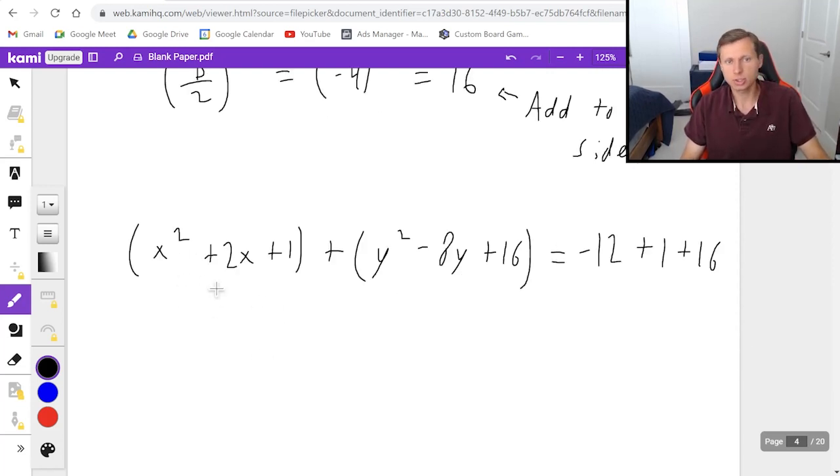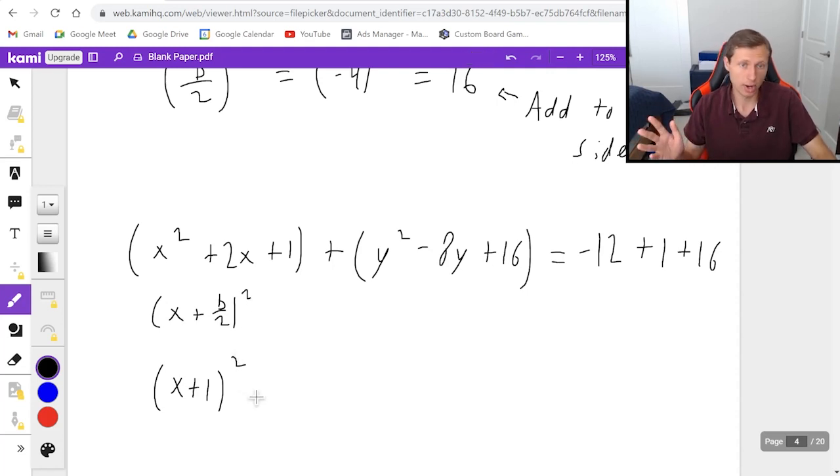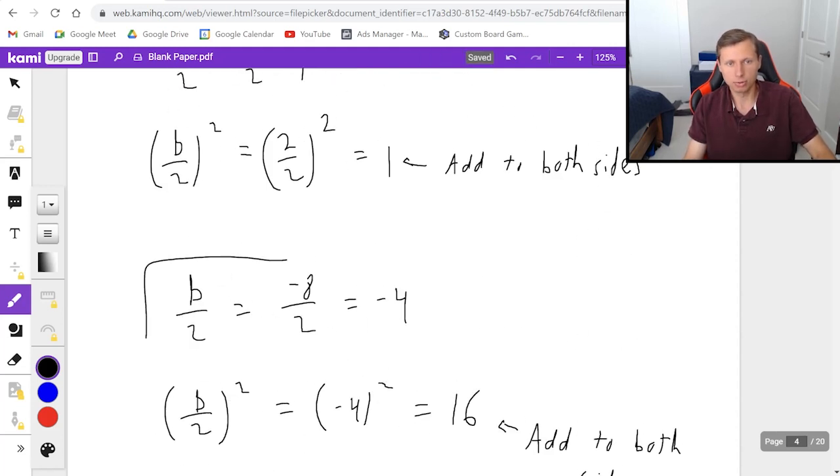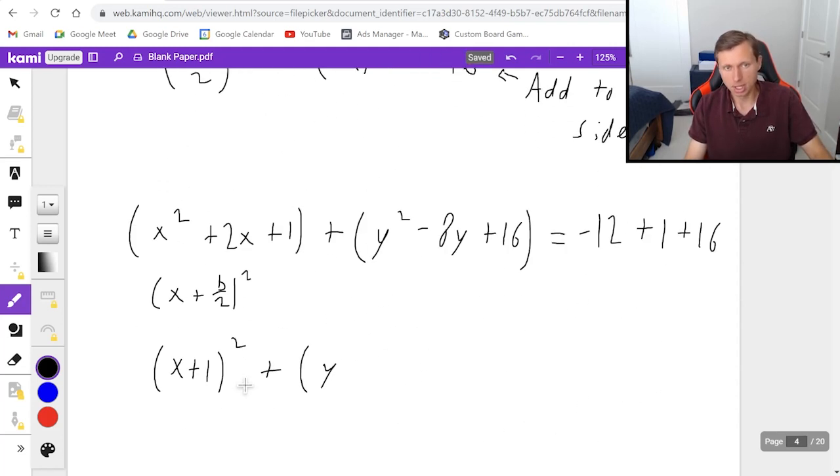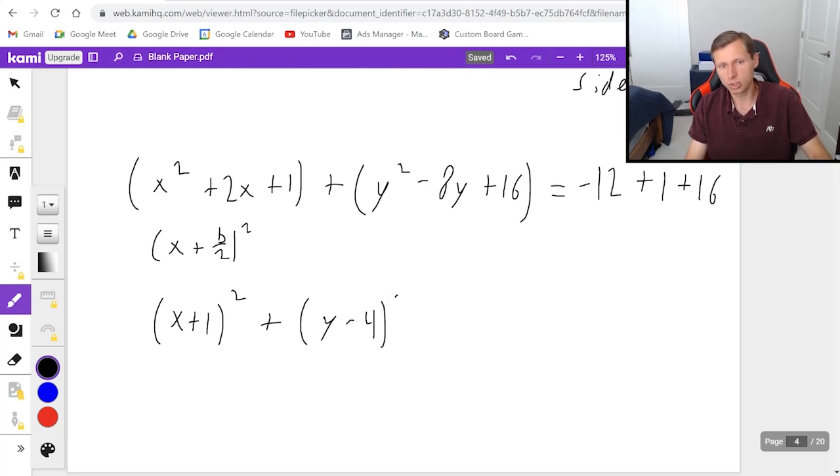For instance, x squared plus 2x plus 1 is just going to be x plus 1 squared. And the shortcut for that, by the way, is that it's always going to be in the form x plus b over 2 squared if you're completing the square correctly. And if you remember, b over 2 is 1, so I know it's x plus 1 squared. For that reason, I also know it's going to be y plus b over 2. Now if I scroll up, we said b over 2 for y is negative 4. So it's going to be y minus 4 squared. That's the correct factors on that side.